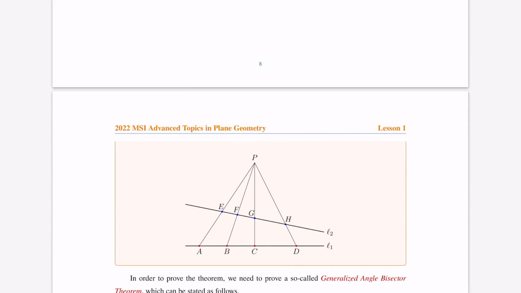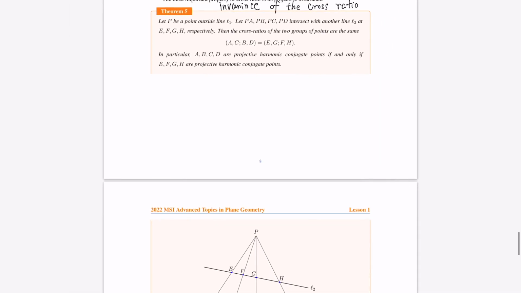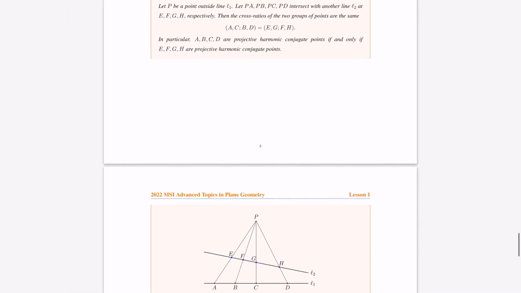So if we have 4 points A, B, C, D, and suppose P is a point outside the line L1, then we can draw PA, PB, PC, PD, 4 lines. And suppose now I have another line called L2 that intersects these 4 lines at E, F, G, H. And so the theorem is that the cross ratio (A, C; B, D) is equal to the cross ratio (E, G; F, H).